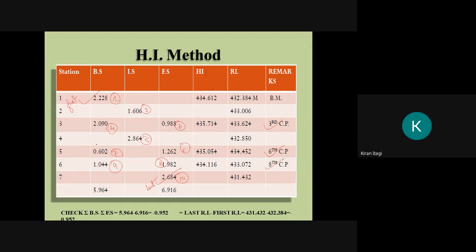Okay, so be fast. Just draw the tabular column like this. Station, backside, intermediate side, fore side, height of the instrument, RL. Okay, if you neglect now, then later on you won't understand anything. So be fast. Write down the stations like this: backside, intermediate side, fore side. Then I will explain the calculation. You do simultaneously along with me. Draw the tabular column like this.